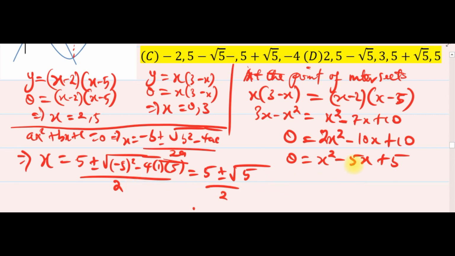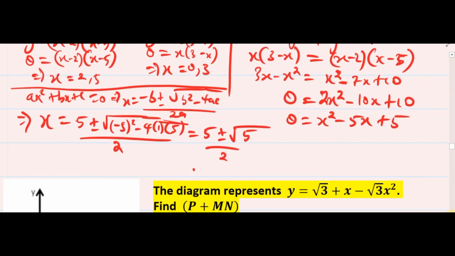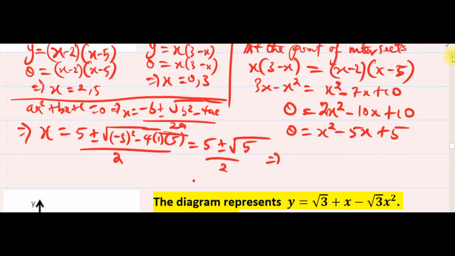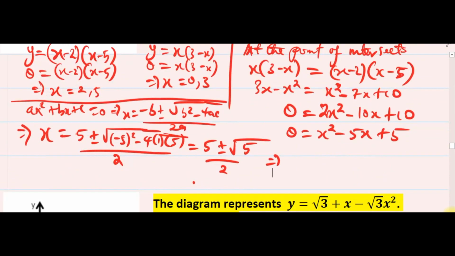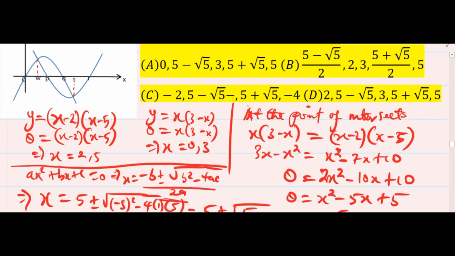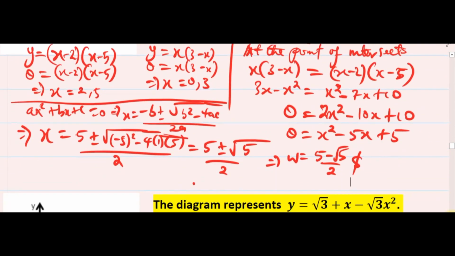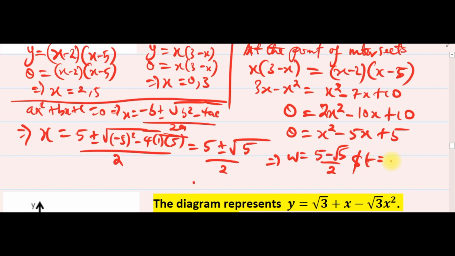So we have two answers, the positive and negative aspect. Which implies that from the diagram, W will be the smaller value, which implies that W is (5 minus root 5) over 2, and the other one, which is T, is (5 plus root 5) over 2.